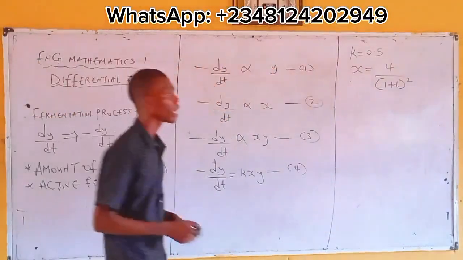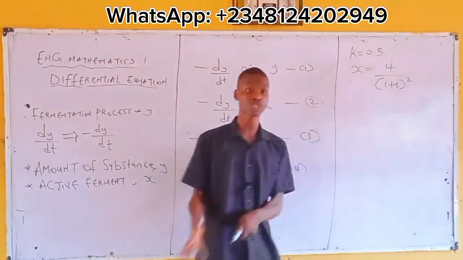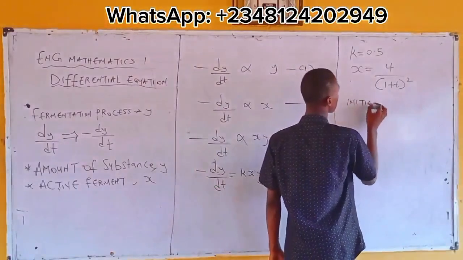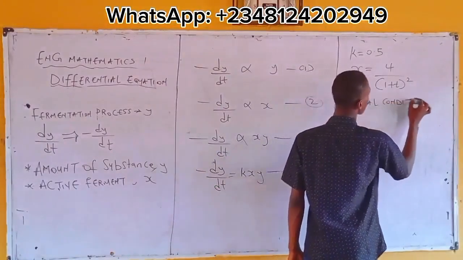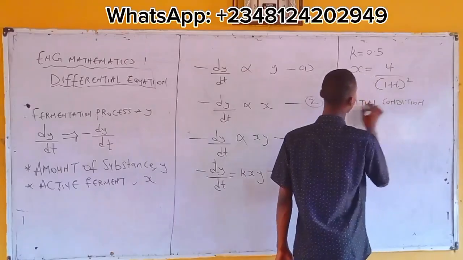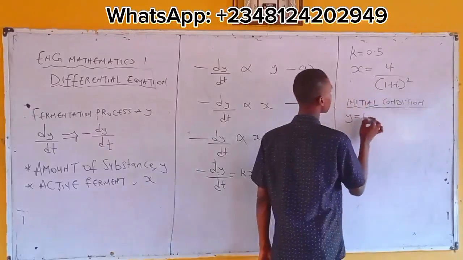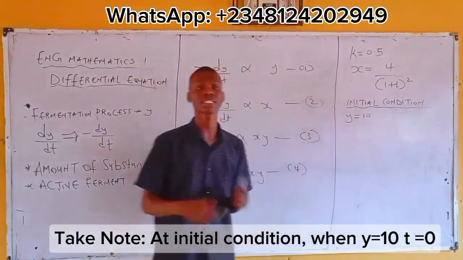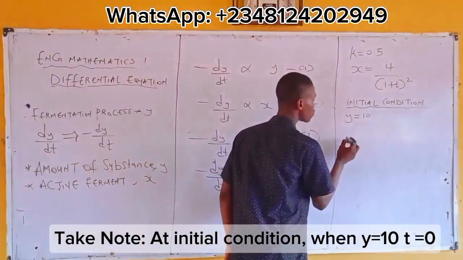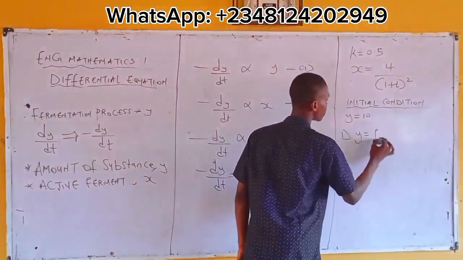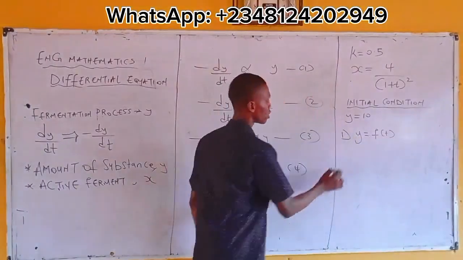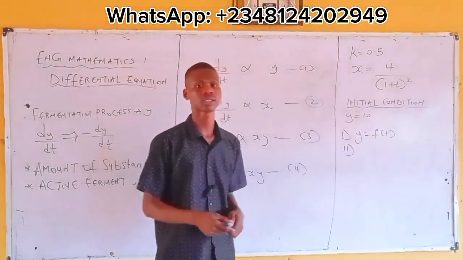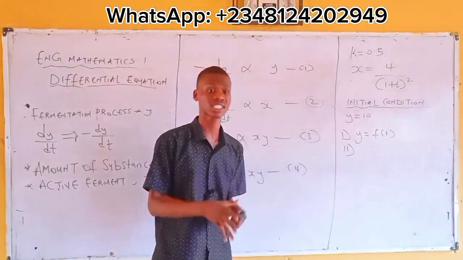And initially, we are given the initial condition for y: y equals 10 initially. So find y as a function of t. That is question 1, y as a function of t. And question 2, also deduce the amount of substance remaining as t becomes very large.